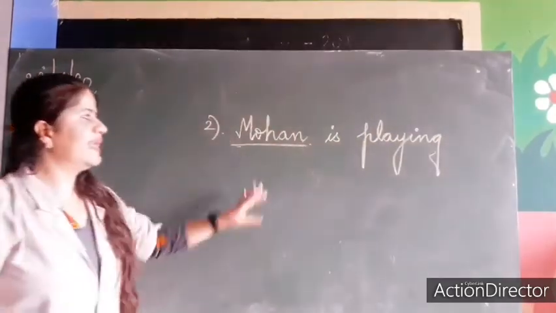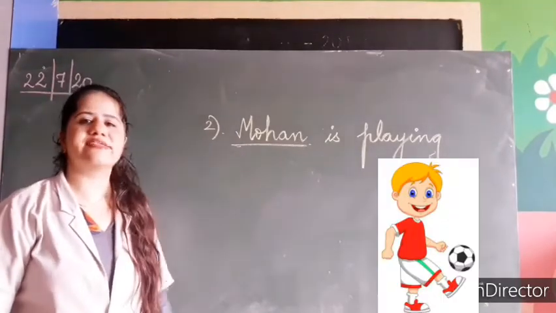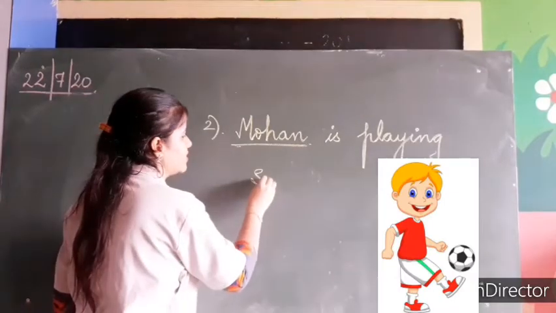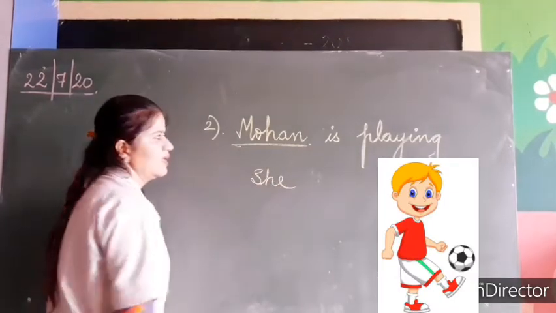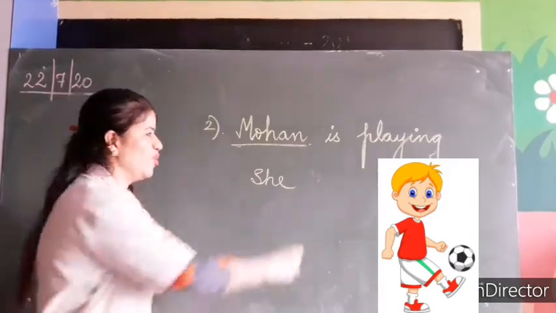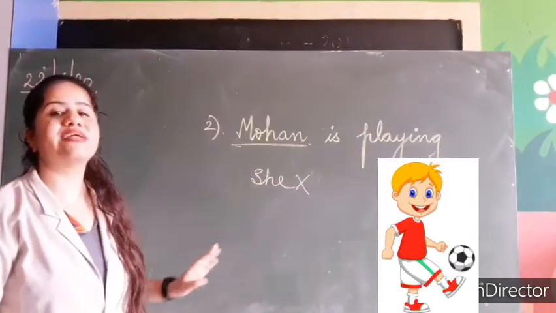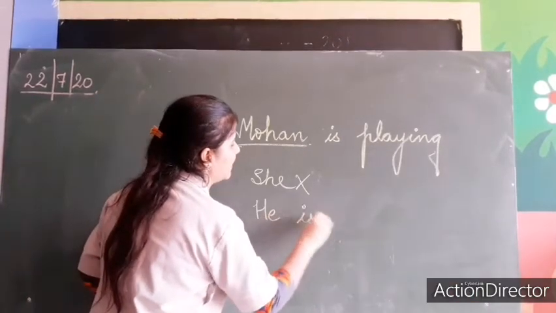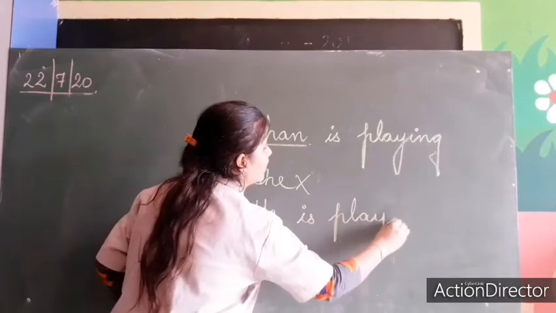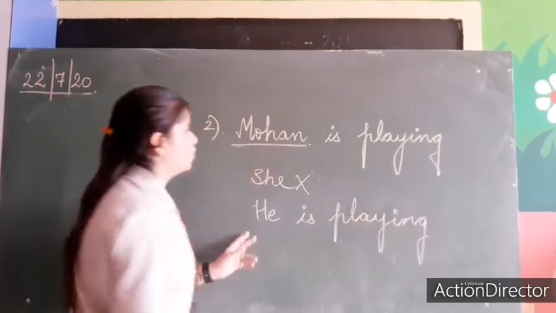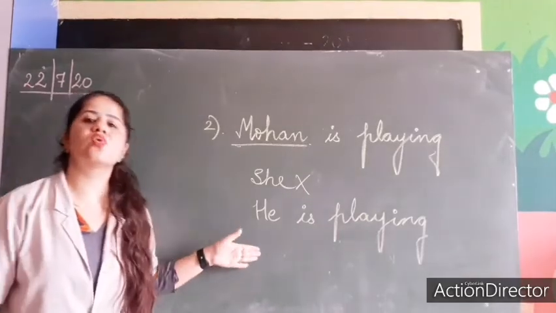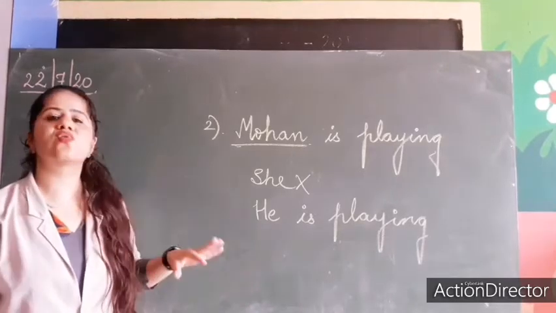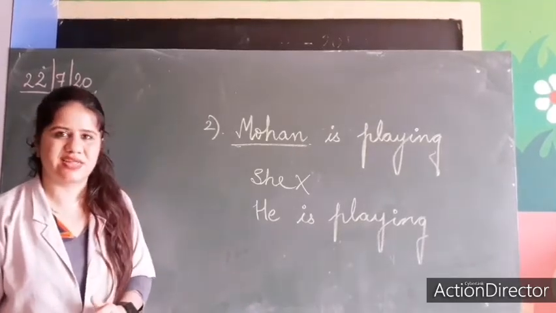Now which is a naming word in this sentence? Mohan is a naming word. So instead of Mohan, can I write she? No. Why? Because Mohan is a boy, and for that boy, we use he: he is playing. We use he as the pronoun. We don't use she. He is used for male, men, boys, and she is used for females, women, girls.